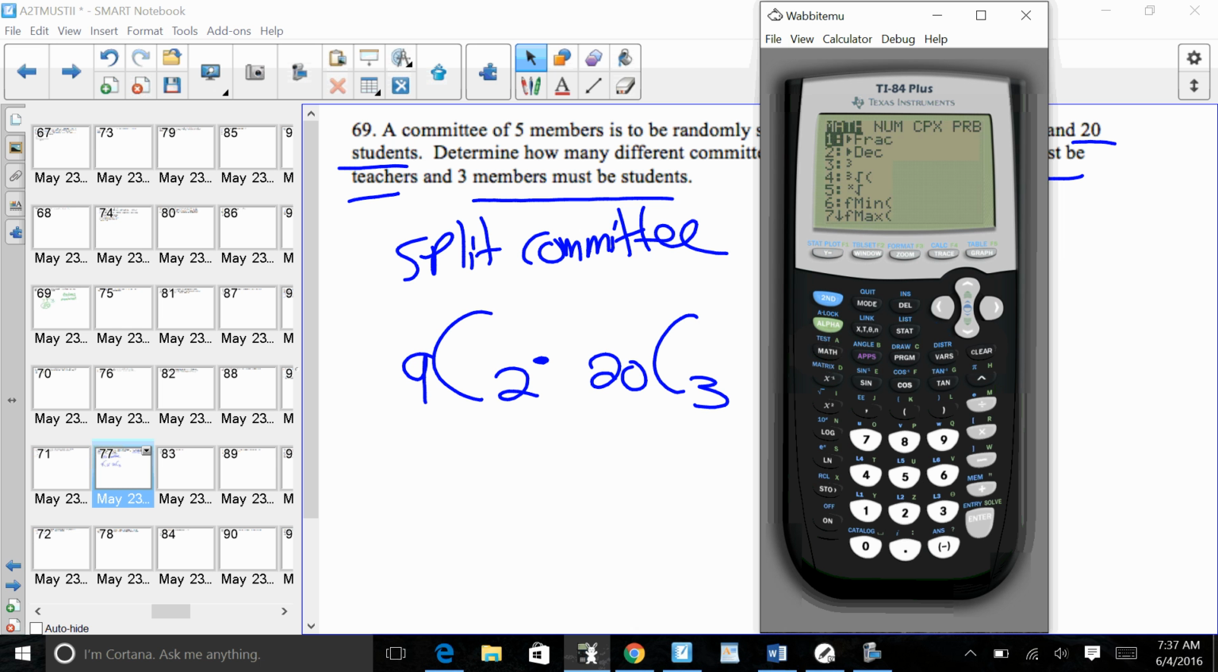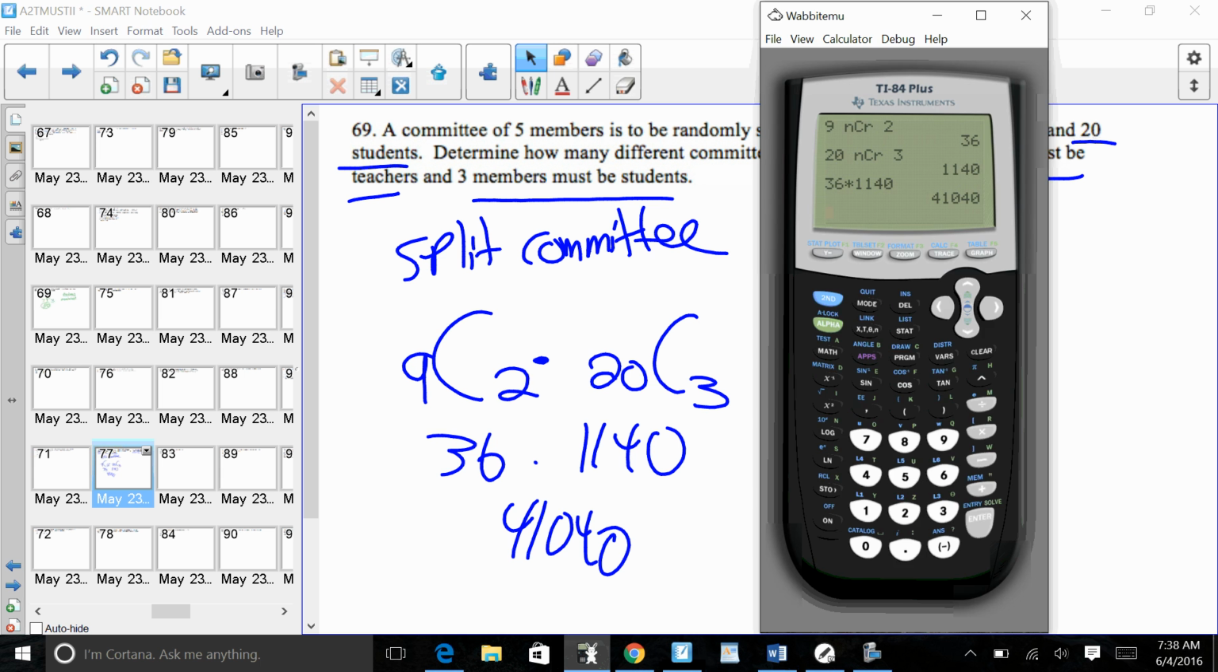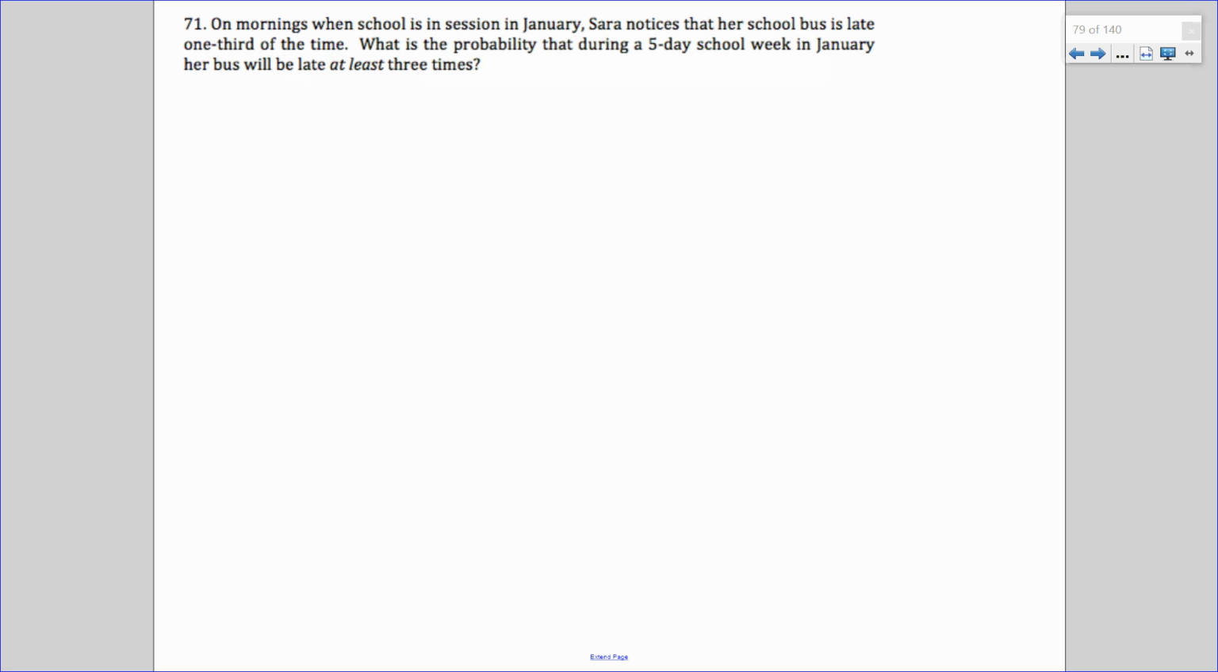So 9 math, PRB, C2, and 20 math, PRB, C3, and 36 times 1140 is 41,040. 36 times 1140, 41,040. Did I get that right? Yeah. So, split committees: a very important type of question here, one of the most important in the course.